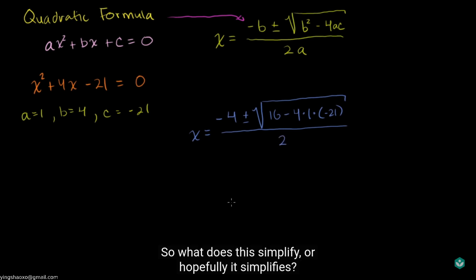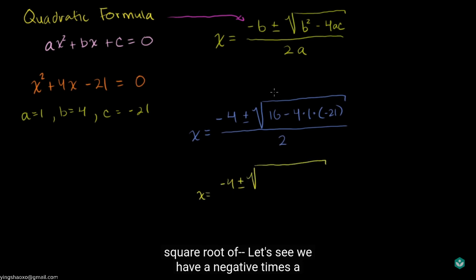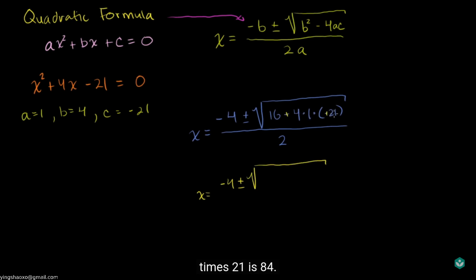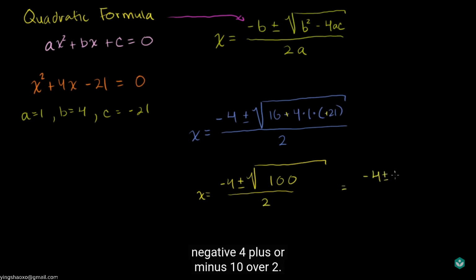So what does this simplify to? Or hopefully it simplifies. So we get x is equal to negative 4 plus or minus the square root of, see, we have a negative times a negative. That's going to give us a positive. And we have 16 plus, let's see, 4 times 1 is 4, times 21 is 84. 16 plus 84 is 100. Oh, that's nice. It's a nice perfect square. All of that over 2. And so this is going to be equal to negative 4 plus or minus 10 over 2.